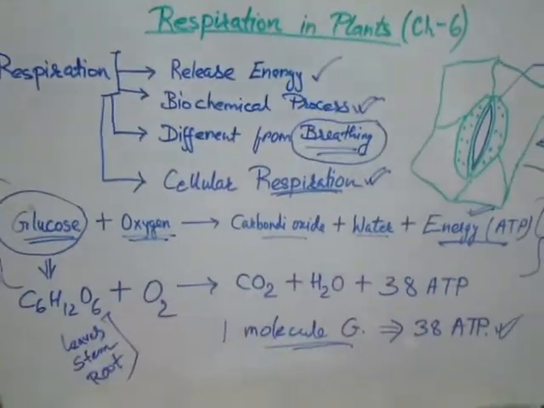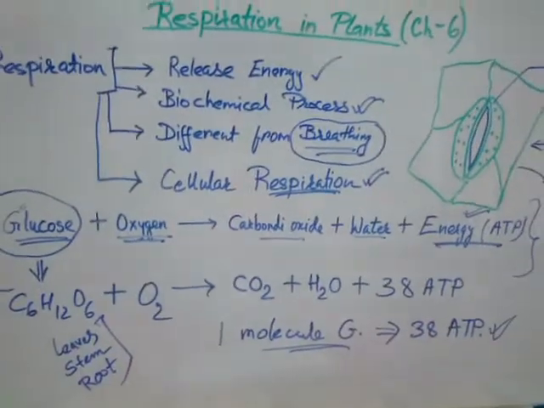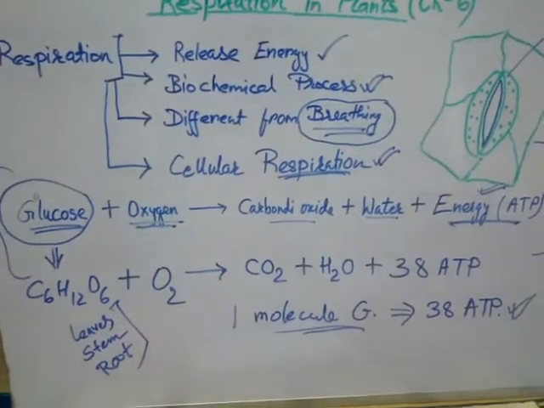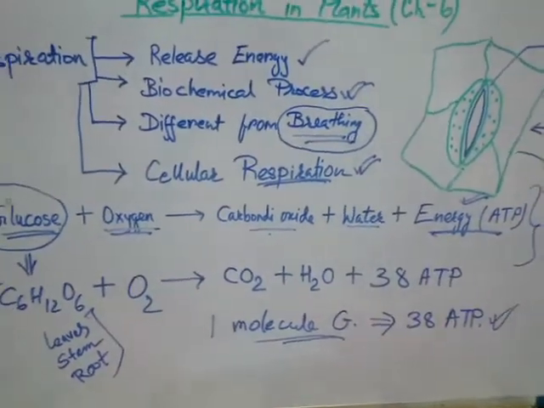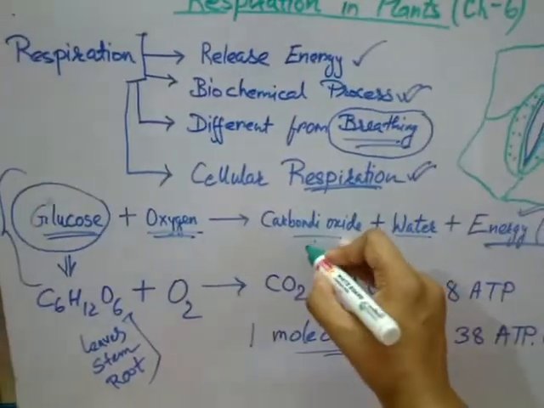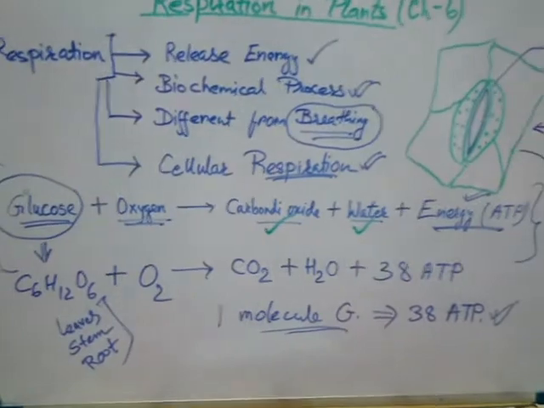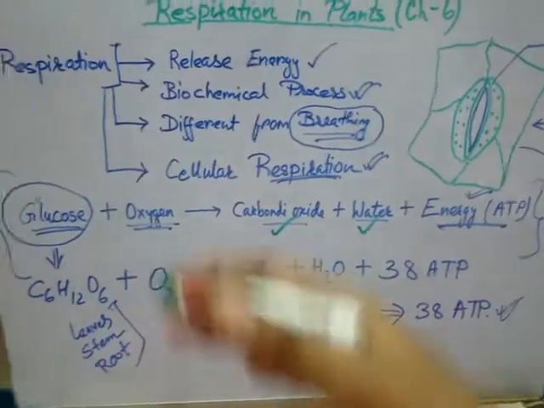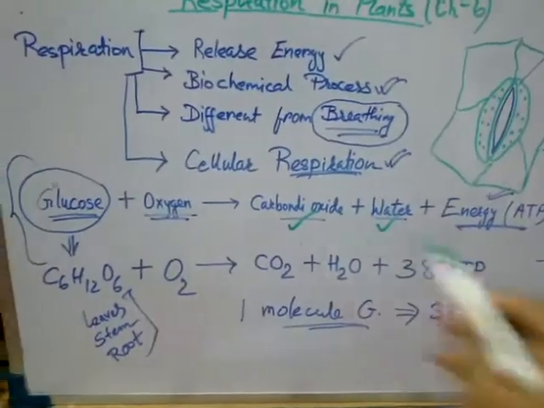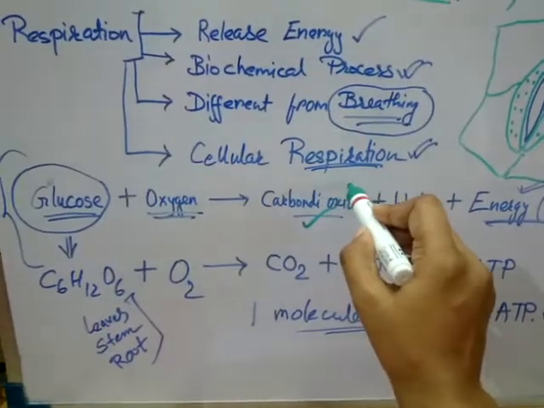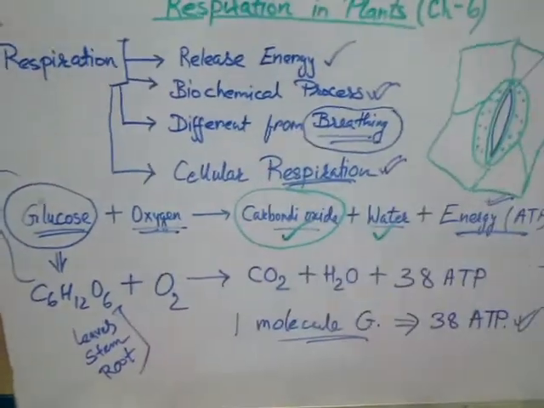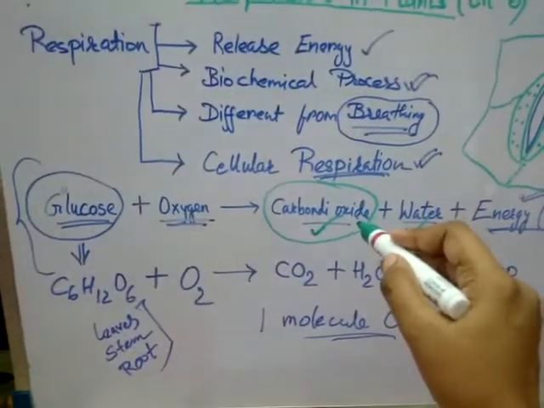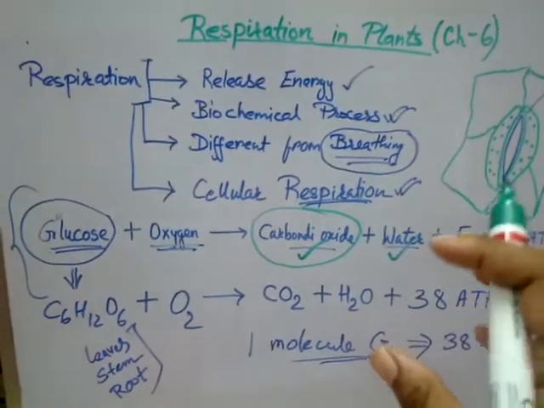Fine. Now, in this equation of respiration, you can see that the byproducts are what? One is carbon dioxide, and one is water. And this is the energy, which is the main reason why this process is happening. Among these two byproducts, carbon dioxide is known as the waste material. Do you know why? Because accumulation of carbon dioxide in the plant body can be harmful.